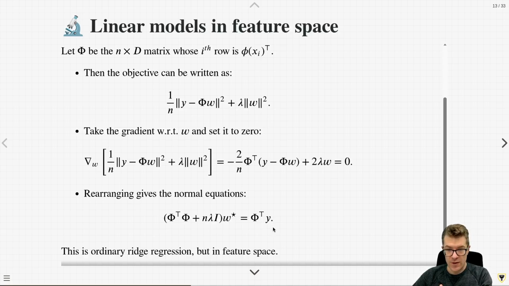So we're left with this. This value of w star is the setting of w which gives us the gradient being equal to 0. So w star is our critical point. And if you look at all of this, this is essentially just the ordinary ridge regression that we saw previously. The only difference is we're dealing in feature space, not the original space of the data.